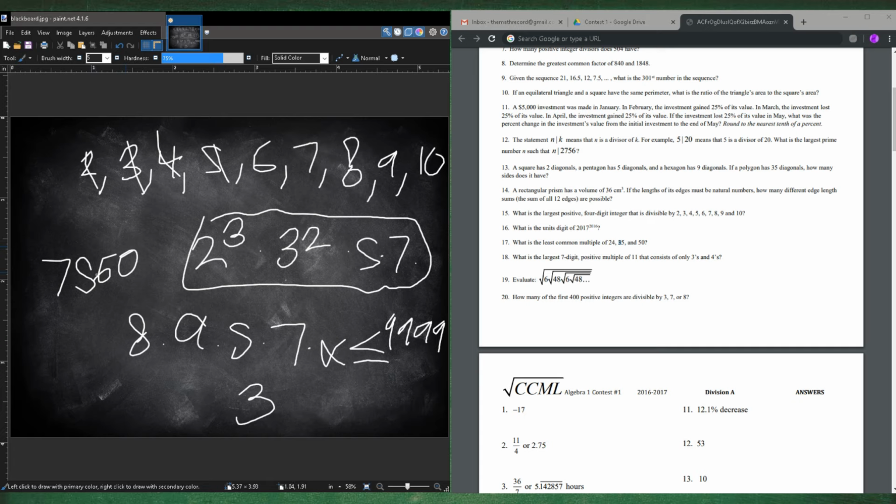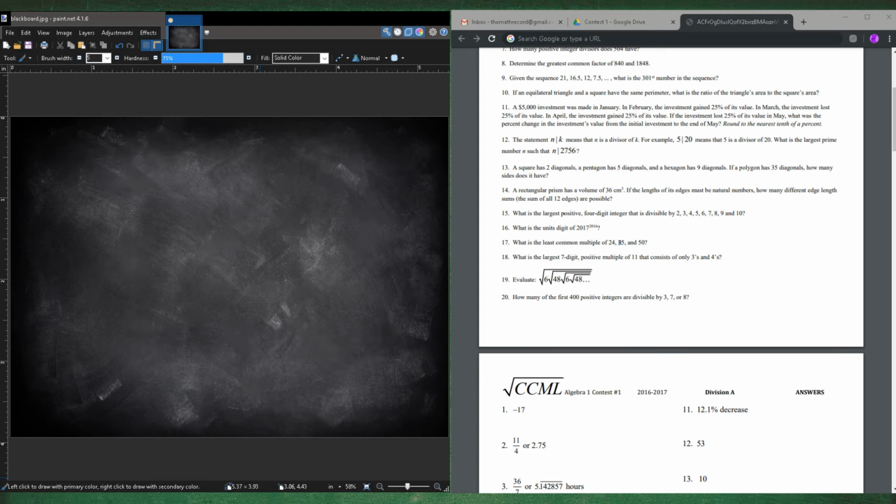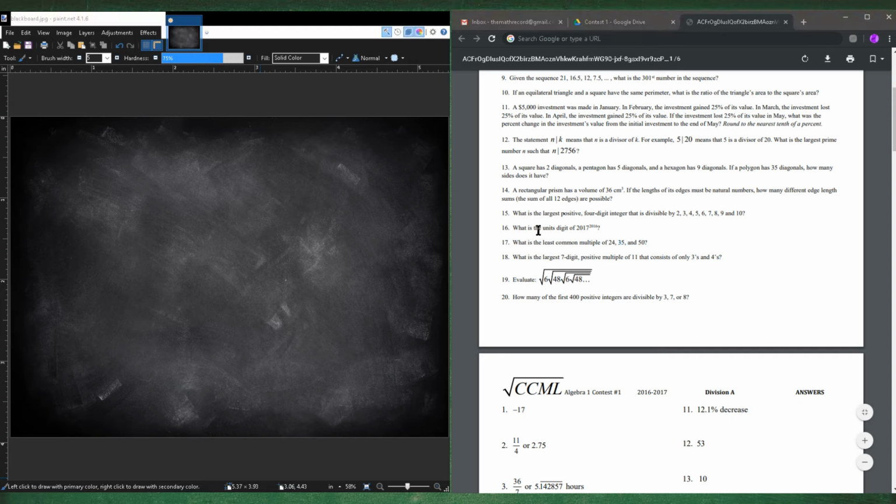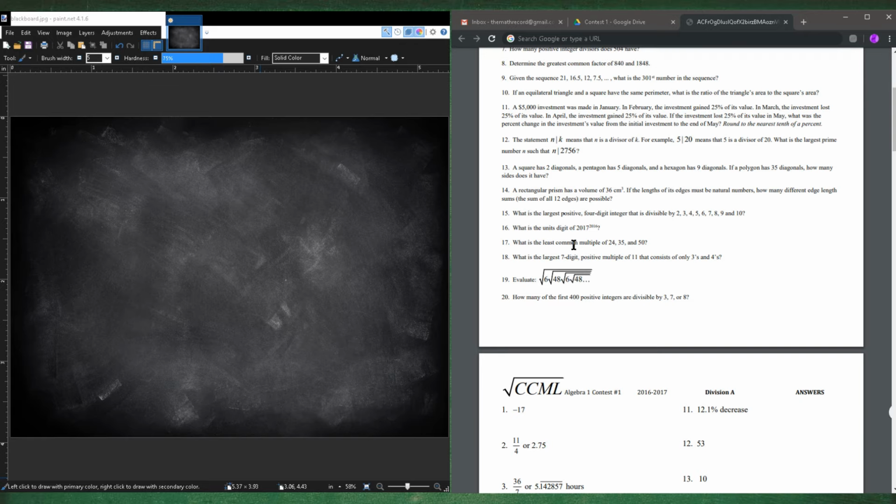Which gets you 7560, which is the answer. 7560 for number 15. Pretty easy. So it's basically one of those questions about looking for factors. A lot of these questions have you look for factors. What's the units digit, number 16? What's the units digit of 2017 raised to the power of 2016?